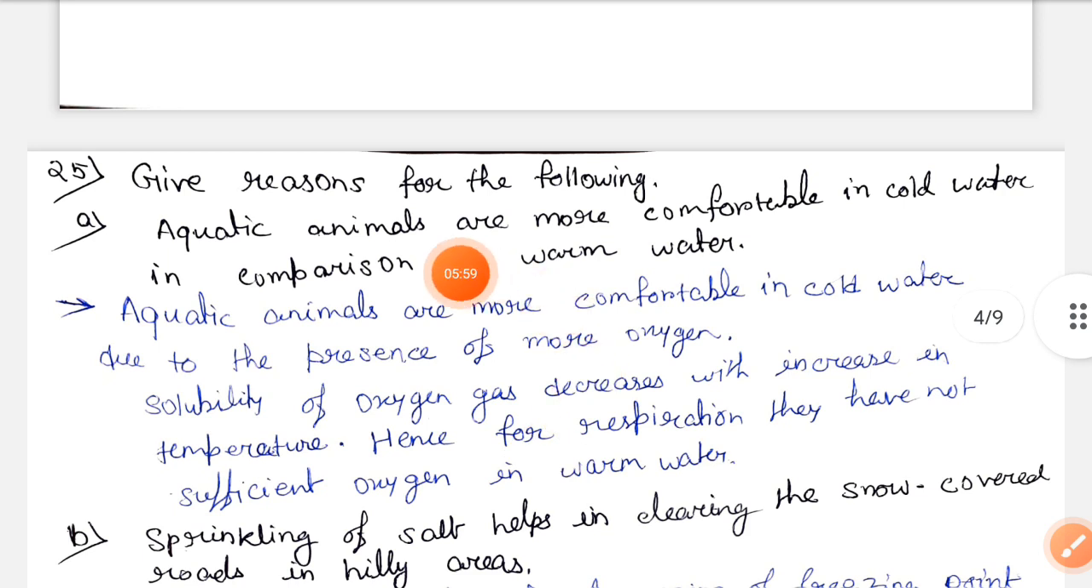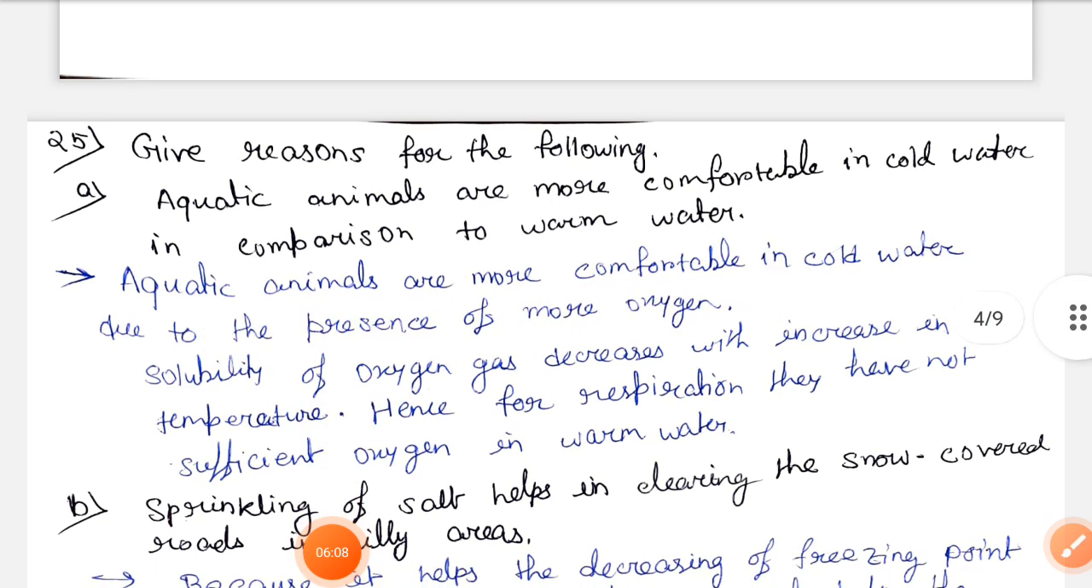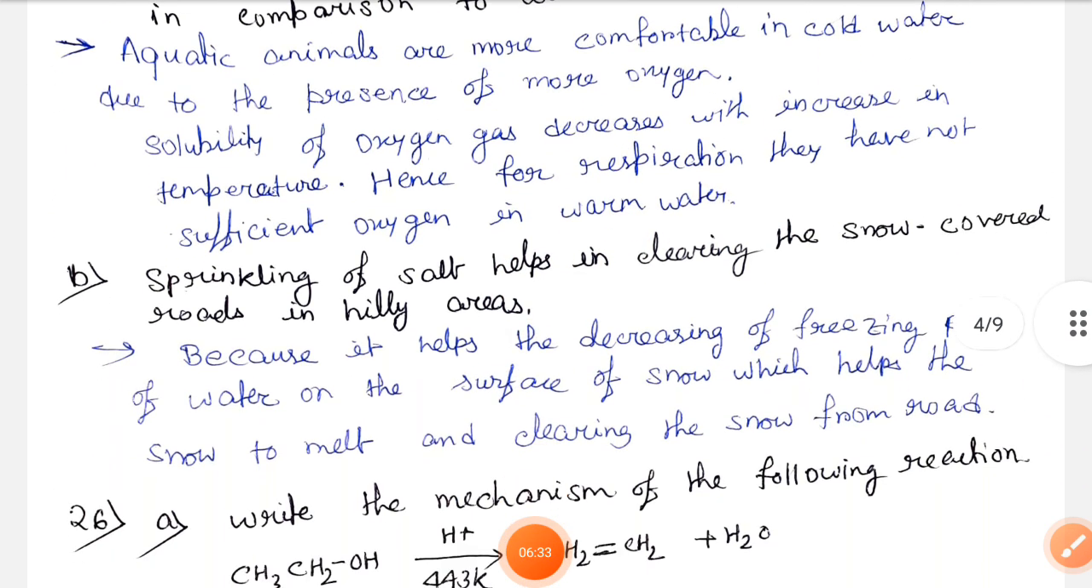Next, give reason for the following. The first one is aquatic animals are more comfortable in cold water in comparison to warm water. We know that in cold water the presence of oxygen is more, so here they are comfortable, but we know that the solubility of gases like oxygen decreases with increase in temperature. Hence, for respiration of these animals, they do not get sufficient oxygen in warm water. Okay, so in cold water they are comfortable.